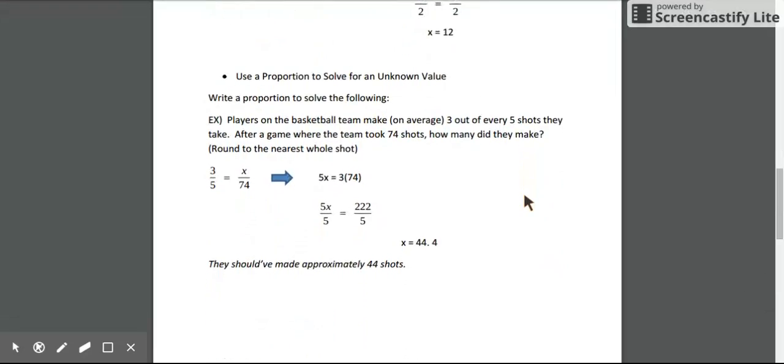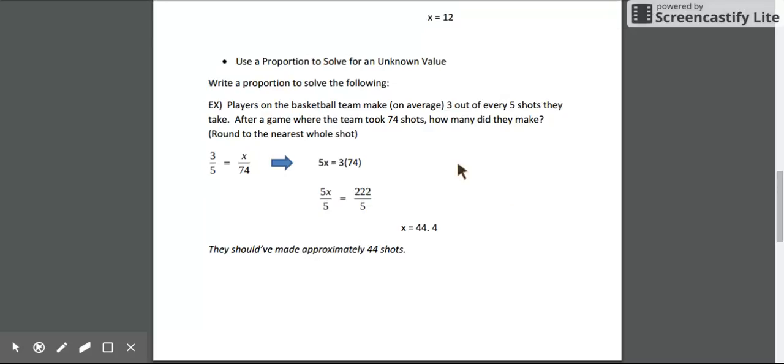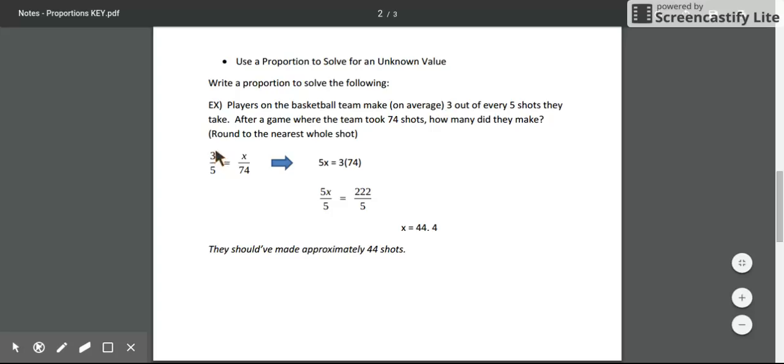If we can write proportions and we can solve them, we can use them to solve some application problems. So in this example, we know that players on the basketball team make 3 out of 5 shots on average. After a game where they took 74 shots, how many did they make? Well, we're going to use our first ratio. We know that we can make 3 out of 5, so we can set up a ratio comparing how many shots we made to how many shots we take. And then make sure that we set up the next proportion so that corresponding things are in the same spot.